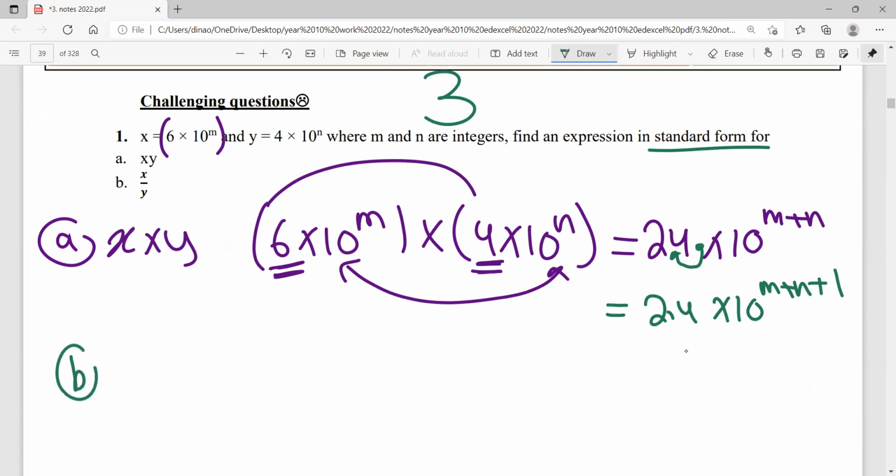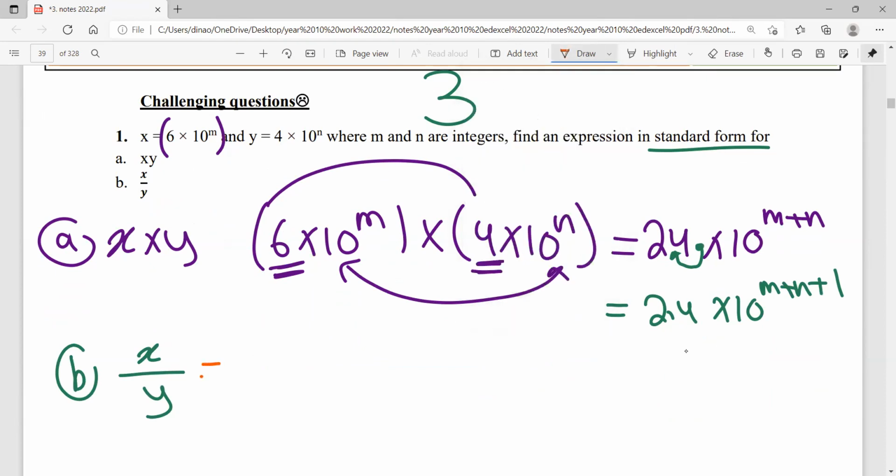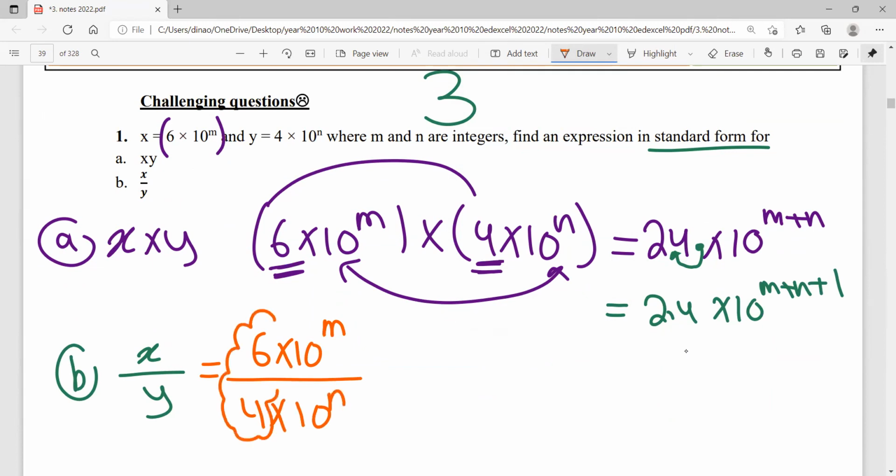Question number B says find an expression for x over y. That's why I told you, guys, remember in the standard form lesson about the thirds, we worked on the thirds alone and we worked on the numerical part alone. Same idea here exactly. X over Y, I will put the expression of X and then the expression of Y. Work on the numbers alone.